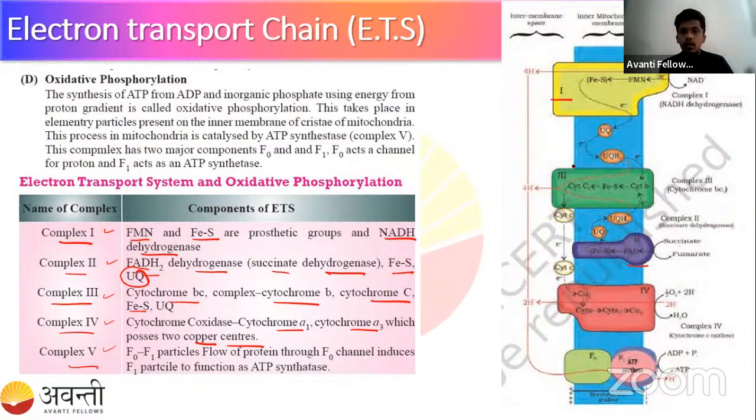So what is happening in complex 1 and complex 2? In complex 1, with the help of NADH dehydrogenase, NADH plus H plus is converted into NAD plus. Okay. Next, what is happening in complex 2? In complex 2, succinate dehydrogenase or FADH2 dehydrogenase is converting FADH2 to FAD. So during this process, what does it result in? It results in production of our electrons.